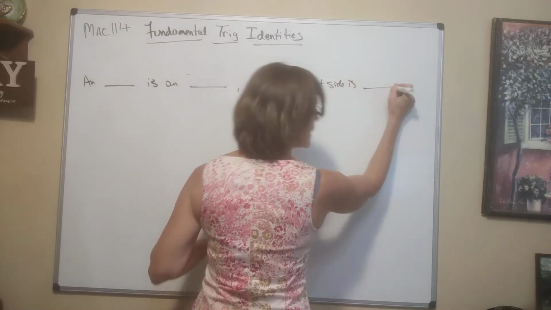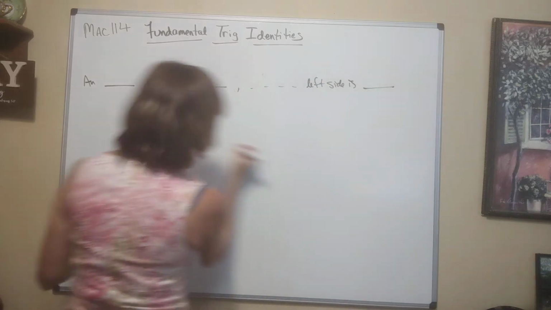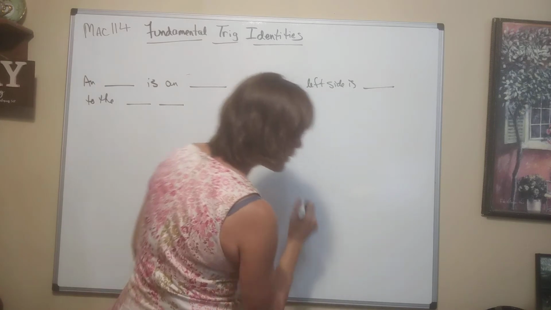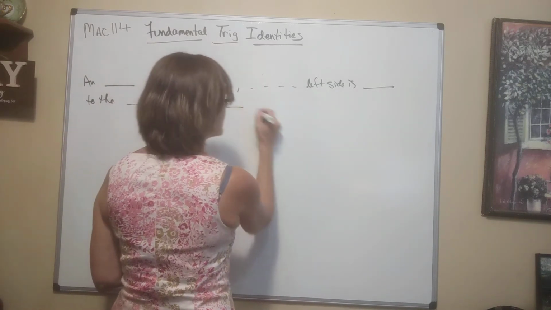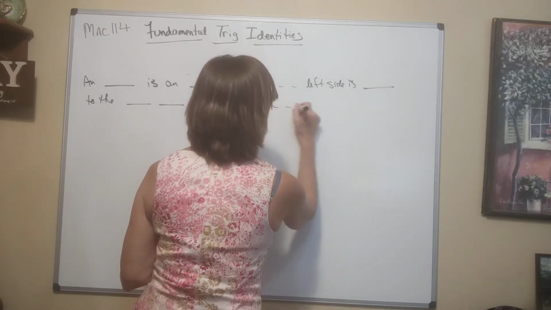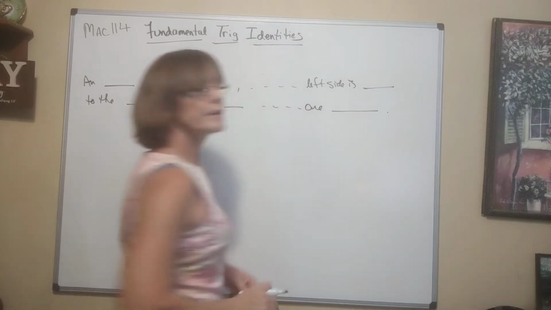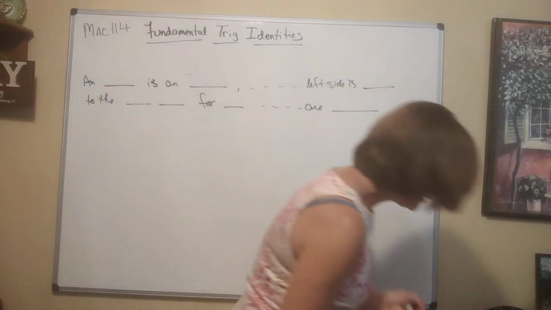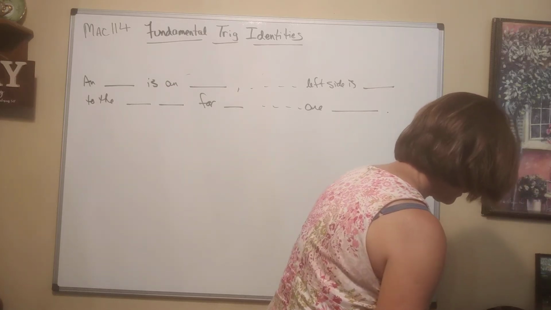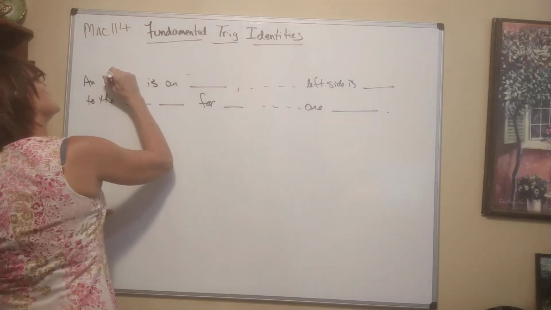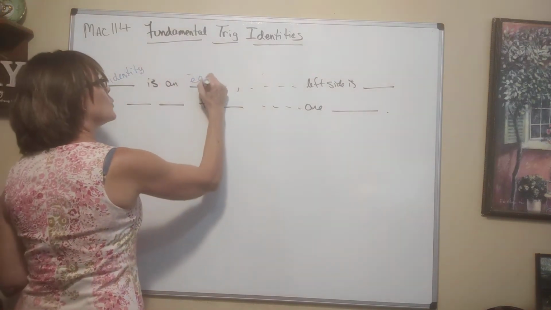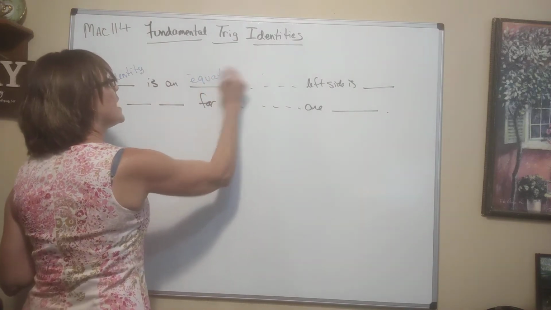If the left side is blank to the... for... replacements of the variables for which both sides are okay. What goes in the blanks? It goes like this. An identity is an equation. So that means, what's an equation?